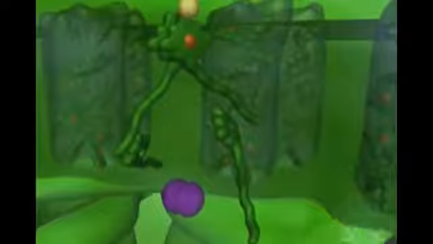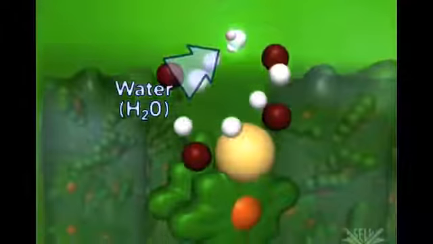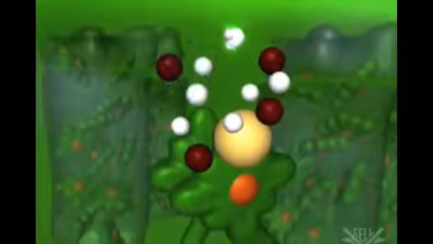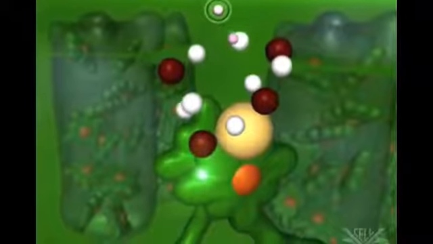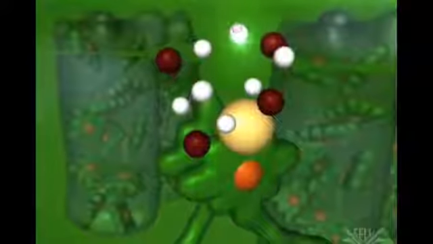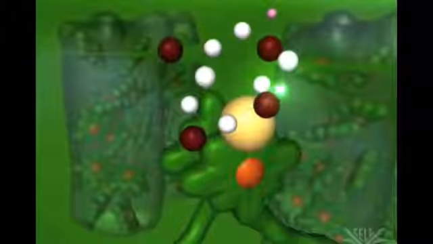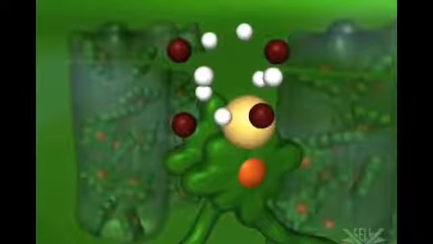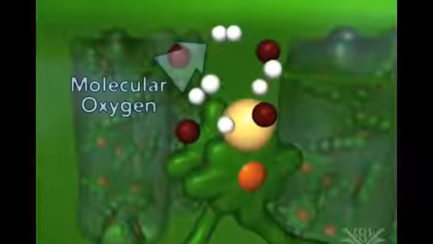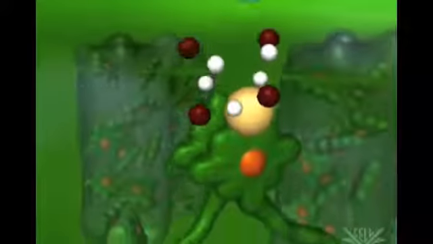The 2 electrons lost from photosystem 2 are replaced by the splitting of water molecules. Water splitting also releases hydrogen ions into the lumen. This contributes to a hydrogen ion gradient, similar to the one created by mitochondrial electron transport. After 2 water molecules have been split, 1 molecule of molecular oxygen is created.